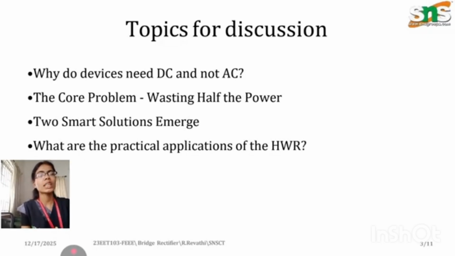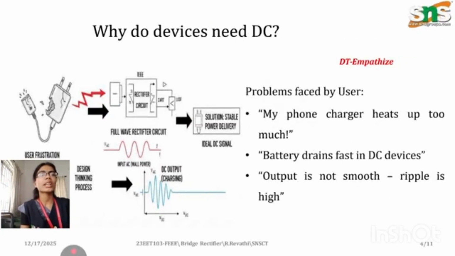Why do devices need DC and not AC? The core problem is wasting half the power. Two smart solutions emerge. What are the practical applications of the half wave rectifier? A rectifier is a device which is used to convert the alternating AC signal into pulsating DC. So, why do we need DC?